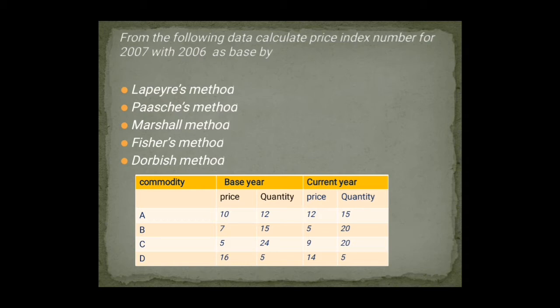Base year price is equal to 10, 7, 5, 16. Base year quantity 12, 15, 24, 5. Current year price 12, 5, 9, 14. Current year quantity 15, 20, 25. For calculating these methods, we have formulas for each method.